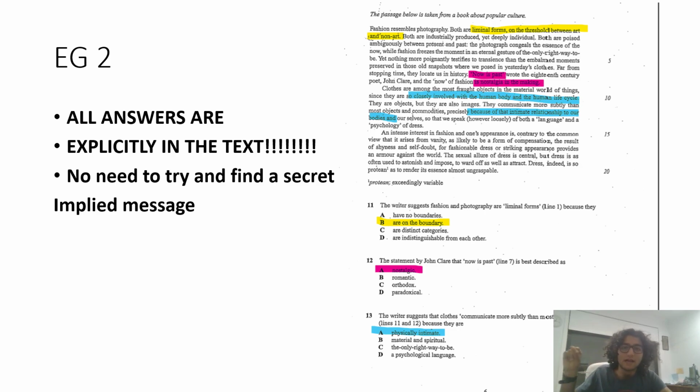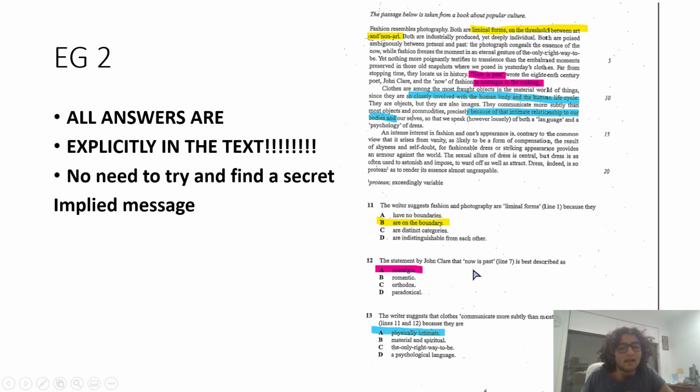Can you see those direct links? Okay. C, orthodox. Does it say it's orthodox? Does it say it's traditional? And also, direct doesn't mean they just say the word. Direct means they could say synonyms. If instead of saying nostalgic, they could say reminiscent, or something else that means nostalgic, right? That's still direct. That's still explicit. But here, it says nothing about orthodox, and it says nothing about paradoxical.